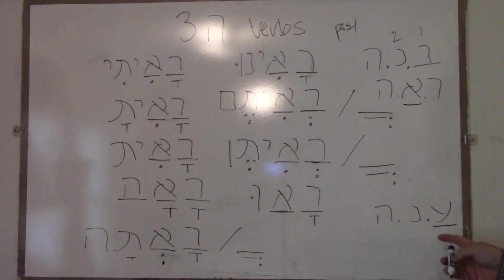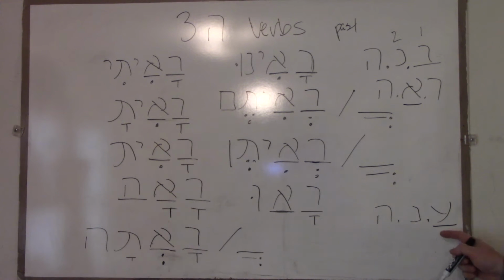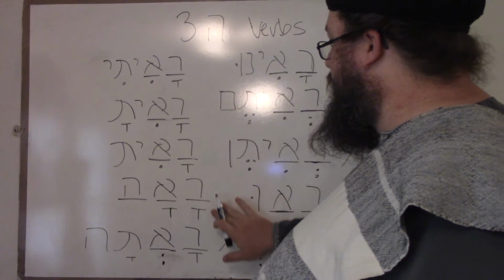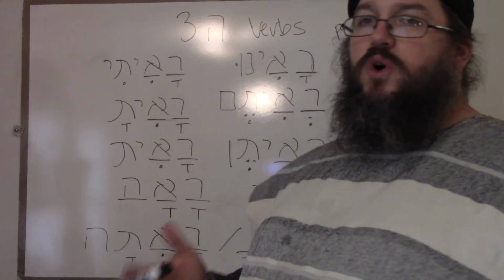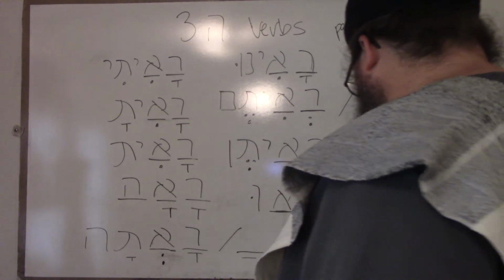So now let's talk about a word that begins with a guttural. So it's a hay verb that begins with a guttural, and what we're going to see here is in all of these cases we're going to hold on to the actual form here predominantly.